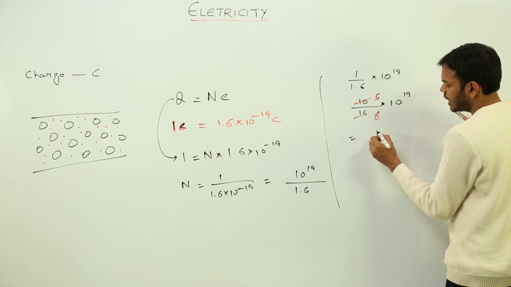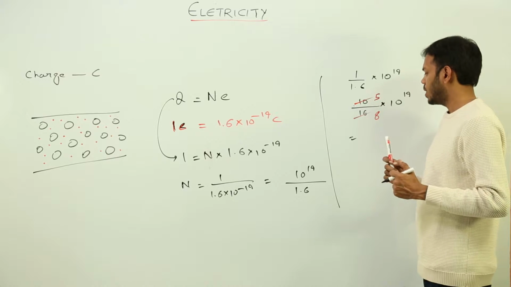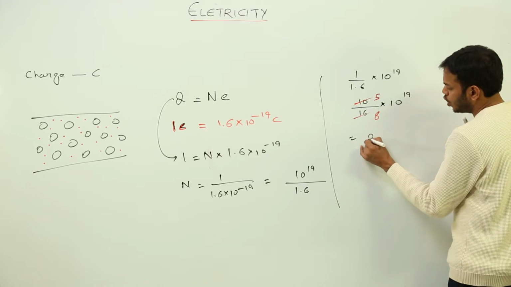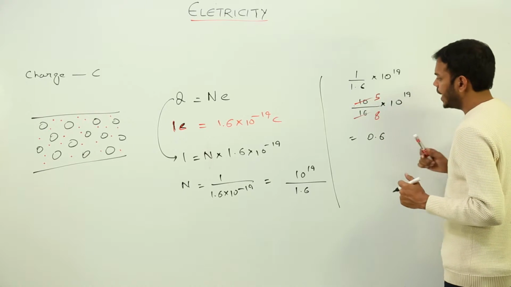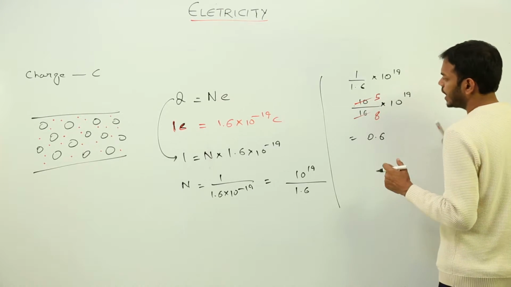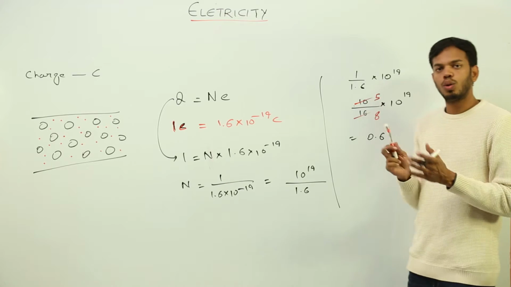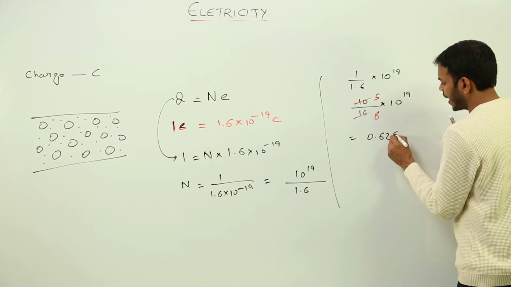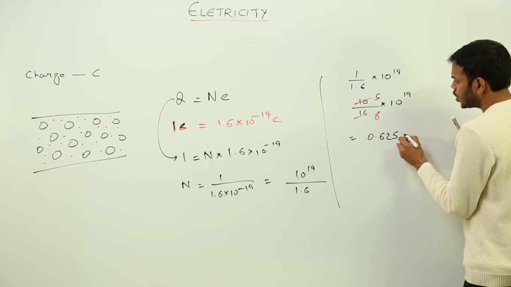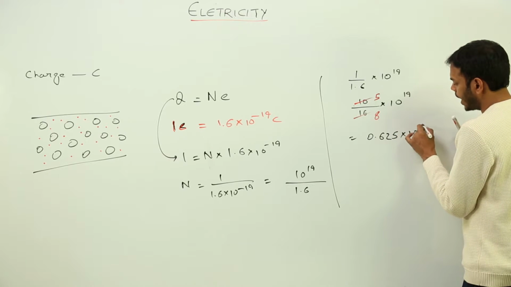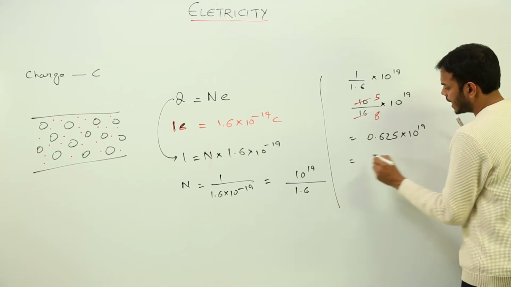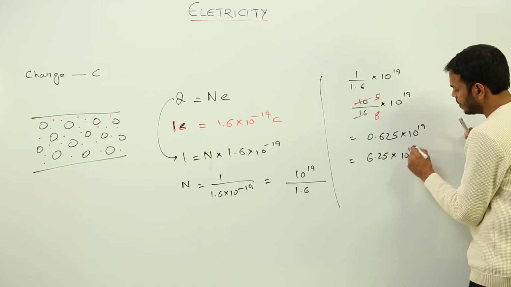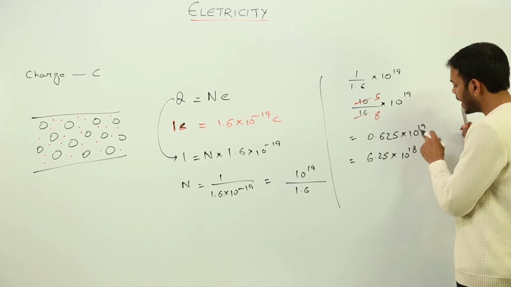So 8 into 6 is 48, giving 0.6, with a remainder of 2. Then 8 into 2 is 16, and then 5. So 0.625 into 10 raised to power 19, or I can write it as 6.25 into 10 raised to power 18, because I have utilized one 10.